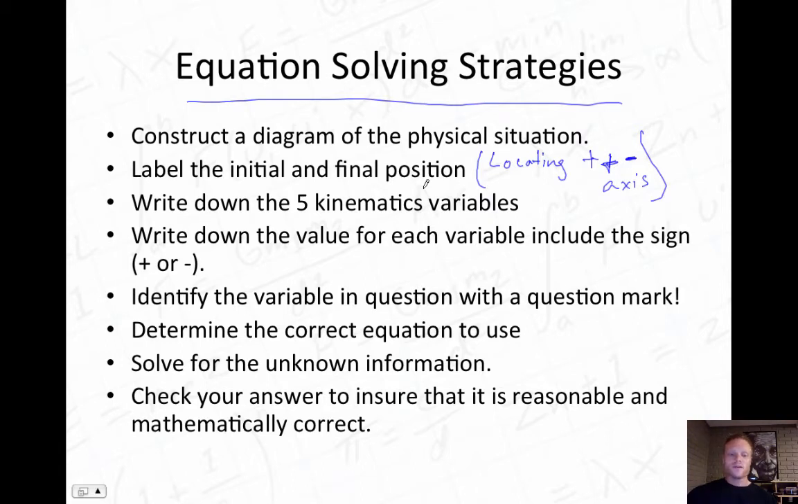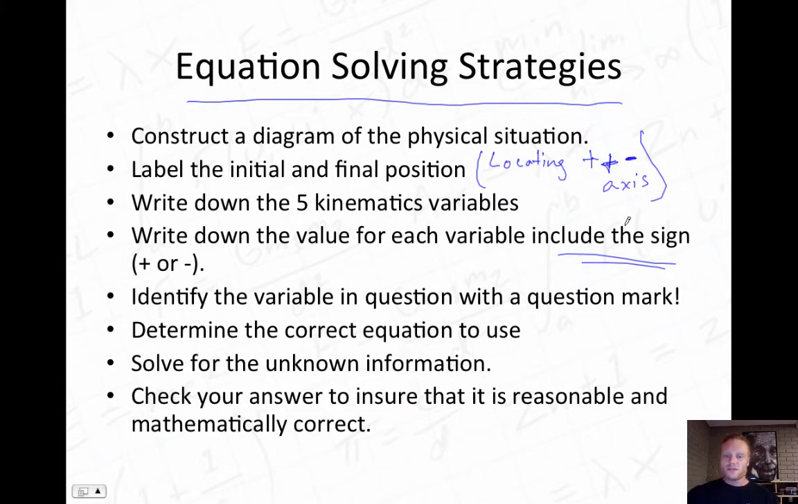Then, after you've written those down, you write down the value for each variable that's given to you in the problem and include the sign. This is where a lot of people make mistakes because they forget the negative sign or the positive sign. So you write the value down, and I actually recommend writing plus in front of the numbers because then it's helping you remember to keep the signs straight. Identify the variable in the question with a question mark that they want you to solve. That sounds confusing right now, but if they're looking for, say, displacement, underneath your displacement variable, I write a big old question mark because that's what I want to find out. That's the thing I'm wondering about.